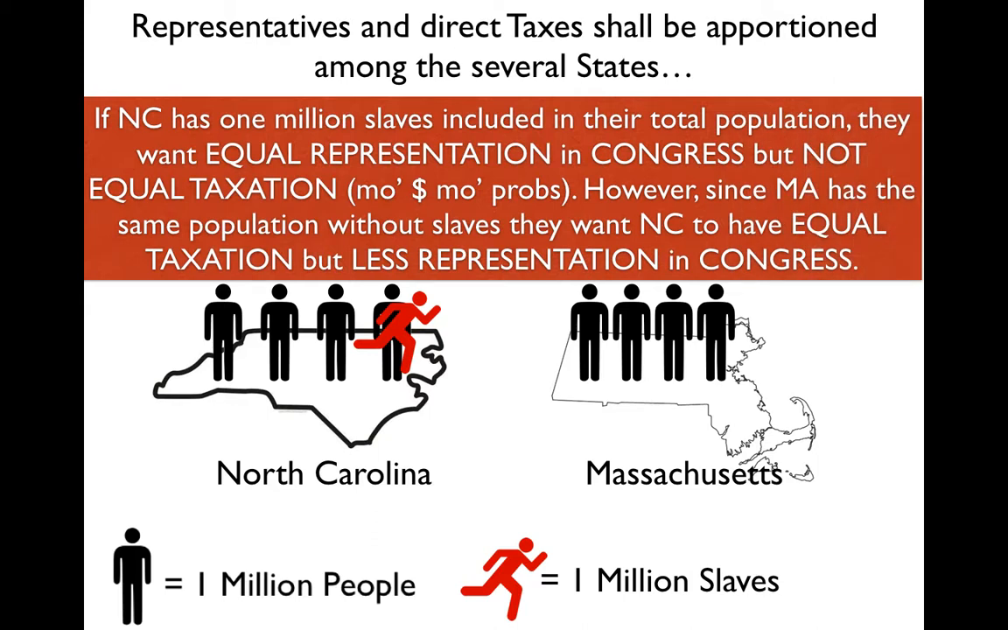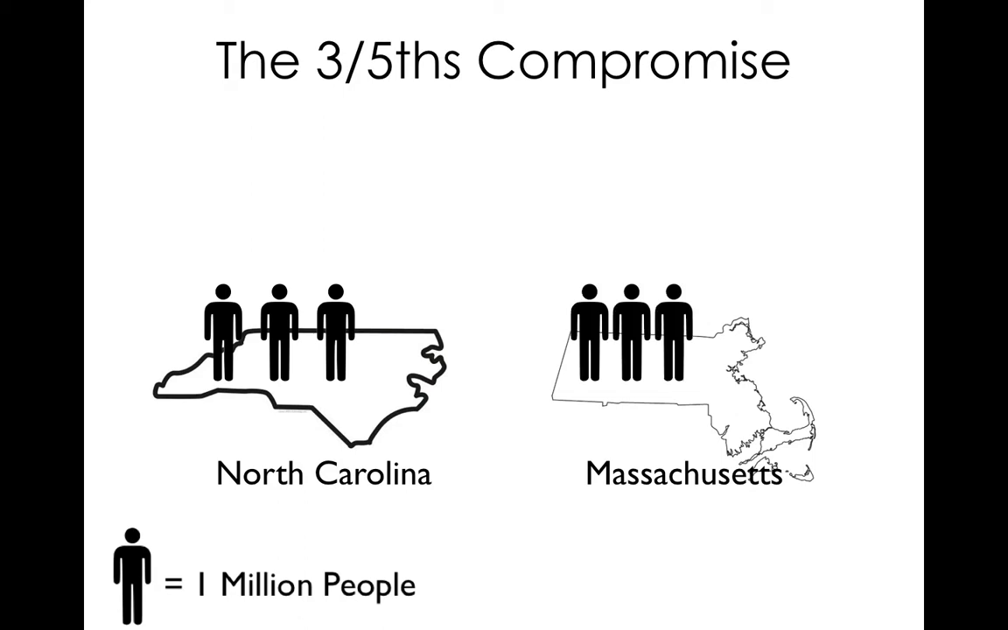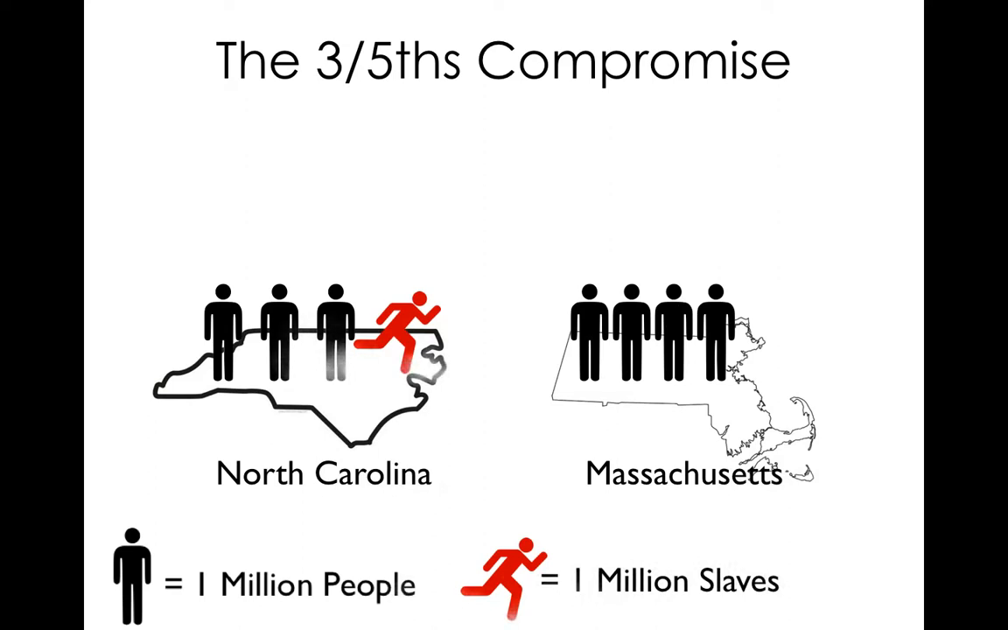So if North Carolina has 1 million slaves included in their total population, they want equal representation in Congress, but not equal taxation. However, Massachusetts has the same population without slaves. They want North Carolina to have equal taxation, but less representation in Congress. So this was the solution. It seems like something children would come up with, but children aren't even this stupid.